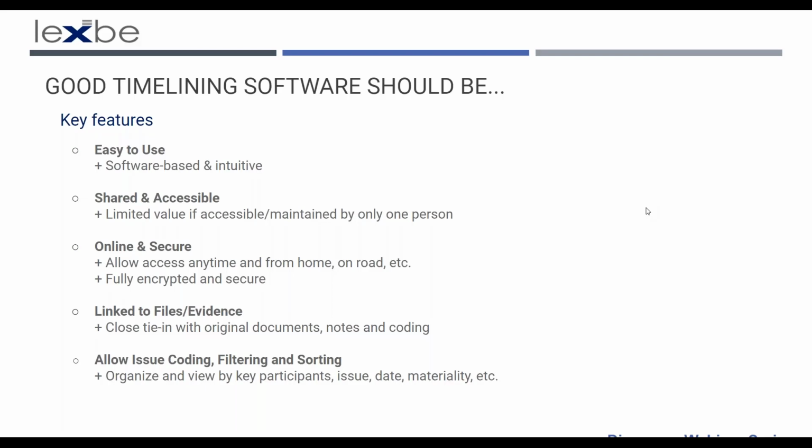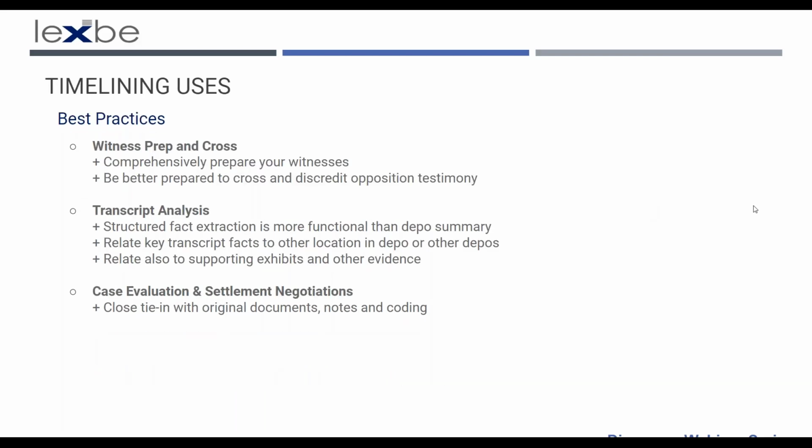Okay, now we have good timelining software. We're using it such that we're creating it in a Lexbe platform. And what are we going to do with it now? How will it help you once you've put all of that time and effort into creating a good timeline? The witness prep and cross. The two stories I gave you would have been avoidable had we done a timeline like the ones that I've been discussing.